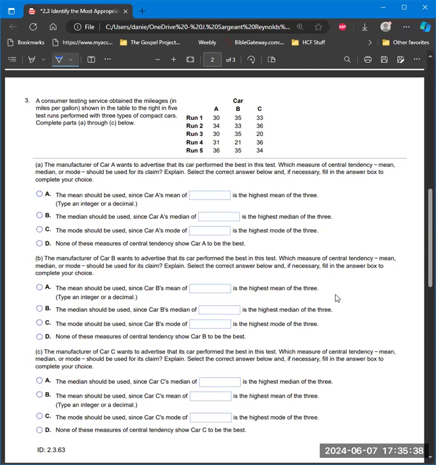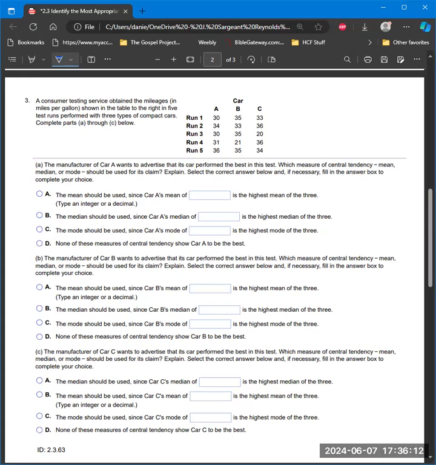So let's compare here the means of these different data sets. Again, you can use Excel or your calculator or whatever. Let's look for means and medians and modes here. Pause the video while you go ahead and do that, and then I will tell you what those answers are.